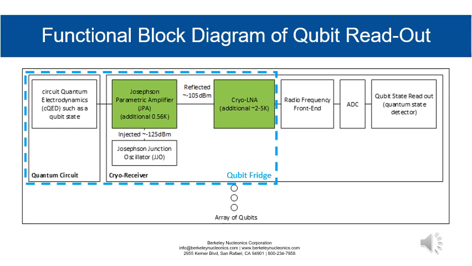This amplification is achieved with a cryo-LNA, which typically has noise temperatures of 2 to 5 Kelvin. After cryogenic amplification, the signal goes through a conventional RF receiver at room temperature, and the state can be read from an analog to digital converter.